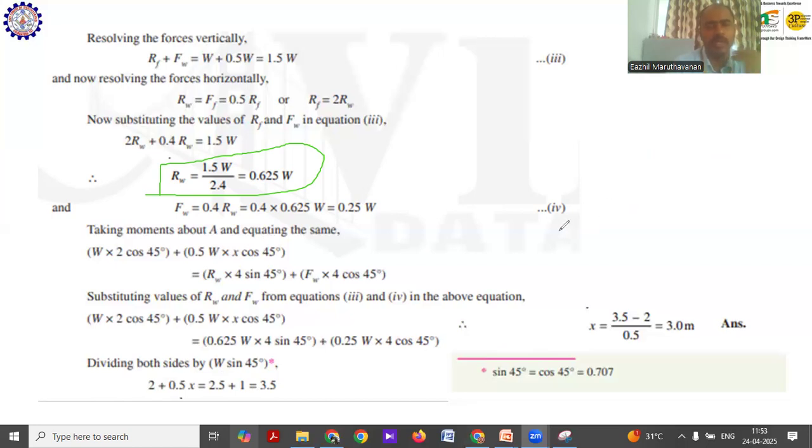If we want to calculate the weight of the man, then we can substitute the x value in any one of the above equations, and we can get the value of W.